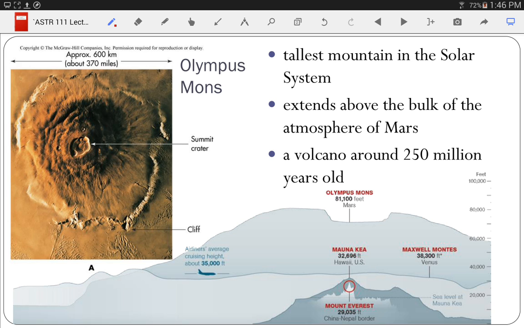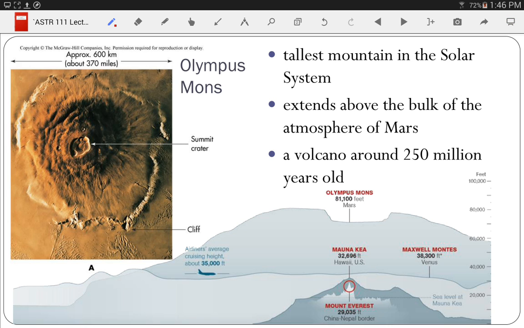Then we have the tallest mountain on Earth. What's the tallest mountain on Earth? Mount Everest. K2. Apparently Mauna Kea. Yes. Mauna Kea is the tallest mountain on Earth. Most people don't know that. Why? Because the highest elevation on Earth is the top of Mount Everest.